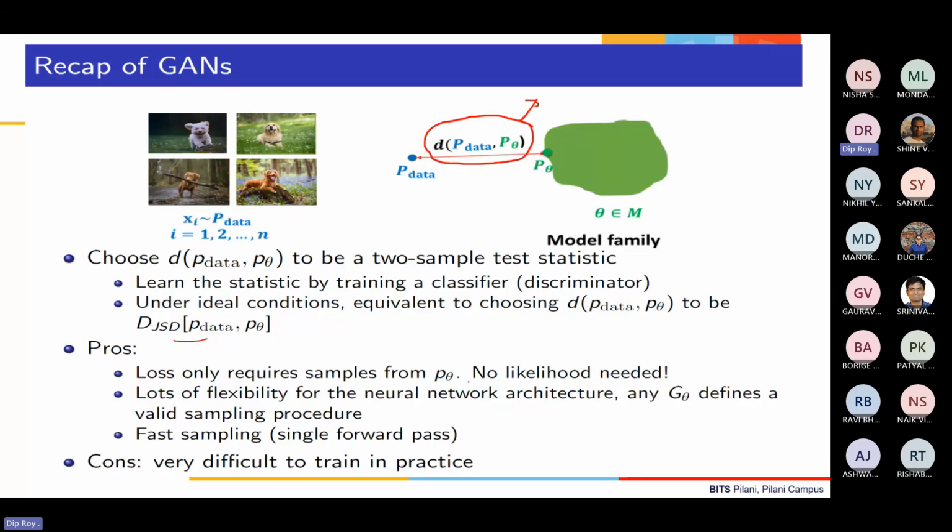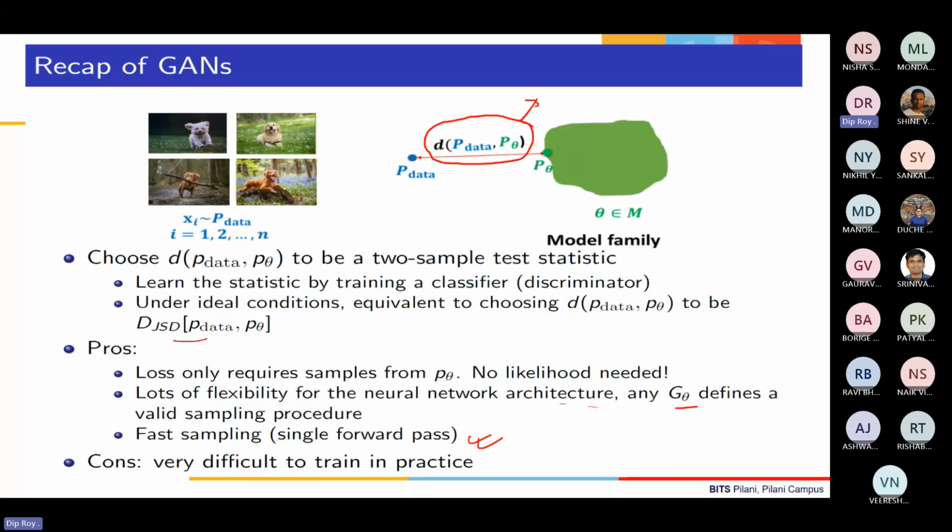Lot of flexibility for neural network architecture as G theta defines just a valid sampling procedure. So you don't need an autoregressive model or something like that. You can do a simple sampling procedure and obviously fast sampling. And this is also why it is fast sampling, because it is a single forward pass, unlike autoregressive models where you have to sequentially generate one sample at a time, because the current one is dependent on the previous, and that thing is out of the window.